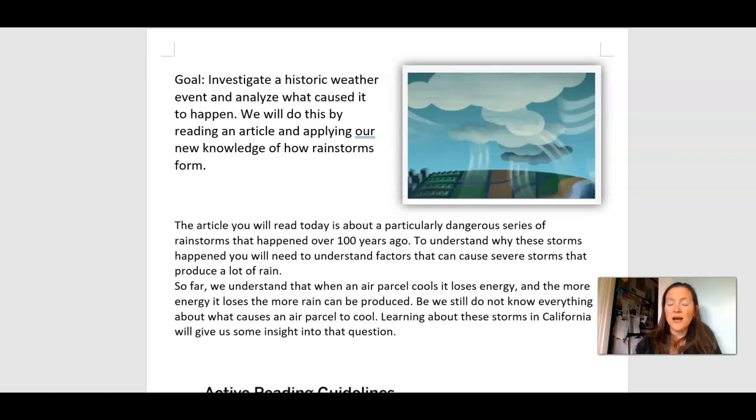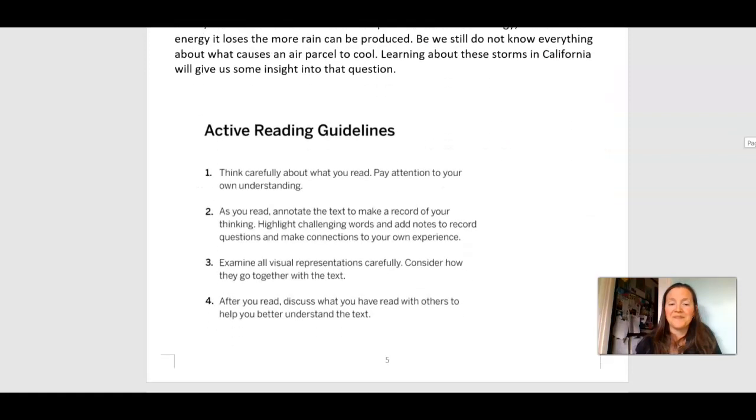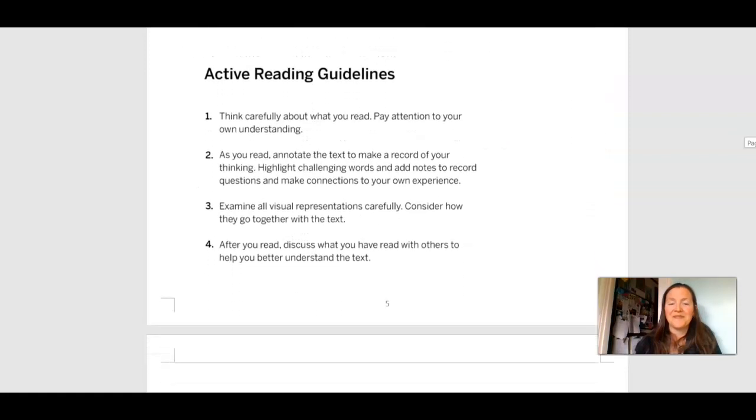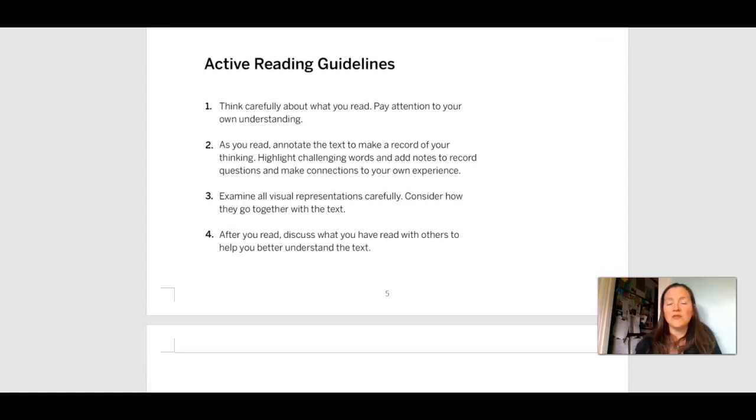So let's remember our active reading guidelines. All right, when we read, we think carefully about what we read. We annotate, so we highlight words, we underline words, circle things, make notes. We look at any pictures. We think about how they go with the text. And then after we read, we try to discuss.